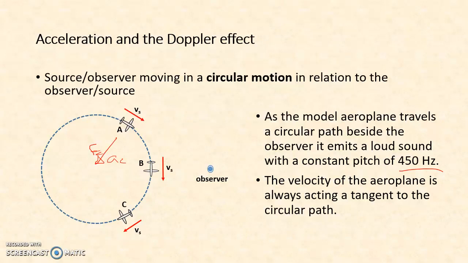Now, in order to observe the Doppler effect, the aeroplane needs to be producing a sound that the observer can hear, in this case 450 Hertz. It doesn't need to be the source that is moving in a circular path. If the source was standing still and the observer was moving in a circular path, we would also notice an effect on the Doppler effect because of this acceleration. So let's look at specific points in this journey.